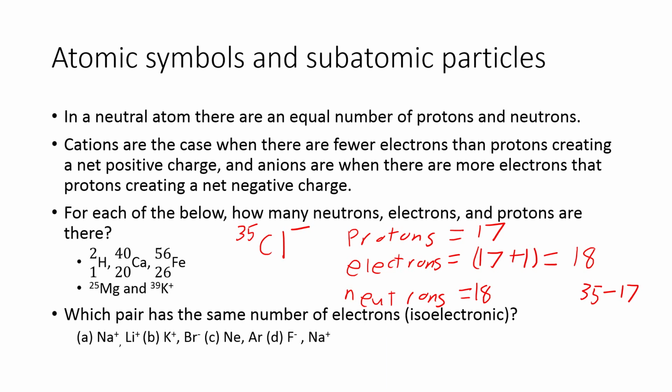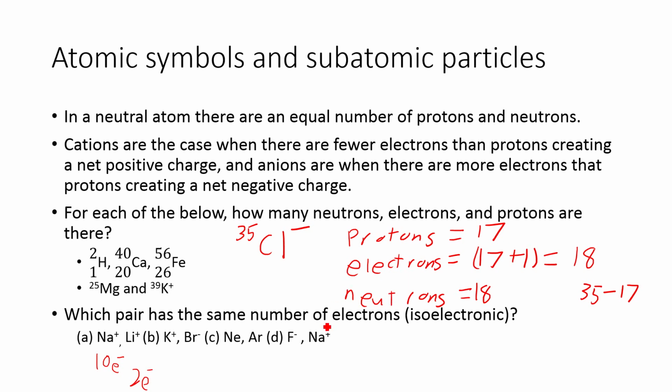So here, let's start with part A. In A, we have both sodium plus and lithium plus. Well, if I figure this out, sodium plus is going to have 10 electrons, but lithium plus is only going to have 2. So even though they're in the same column, that doesn't have anything to do with them having the same number of electrons. So then we get to the next one, potassium plus and Br minus. You'll notice that even though they're in the same row, that isn't related to the fact they have the same number of electrons in any way.